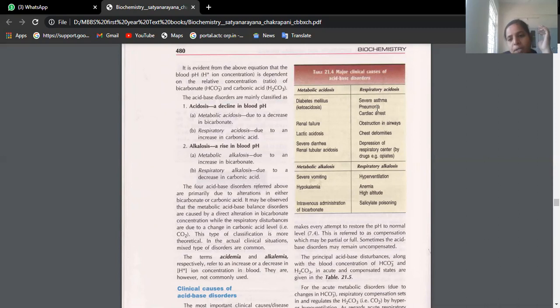Under respiratory acidosis, all these are the disorders: severe asthma, pneumonia, cardiac arrest, obstruction in airways, chest deformities, depression of the respiratory center by certain drugs like opium. Okay, Ritika? Okay, ma'am.